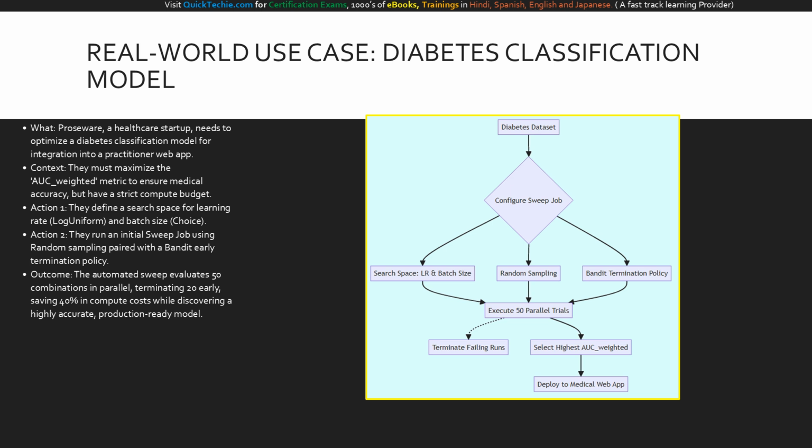Our final architecture diagram maps out Prosware's entire optimization strategy. We start with the diabetes dataset feeding into the sweep job configuration. Notice the three pillars of our configuration: the defined search space, random sampling, and the bandit termination policy. These combine to execute 50 parallel trials in the cloud. As execution happens, failing runs are siphoned off and terminated to save money. The successful runs complete, and the orchestrator automatically selects the model with the highest AUC metric. That singular, optimized model is then seamlessly deployed to the medical web app, proving that automated hyperparameter tuning is both highly cost-effective and essential for enterprise-grade AI.